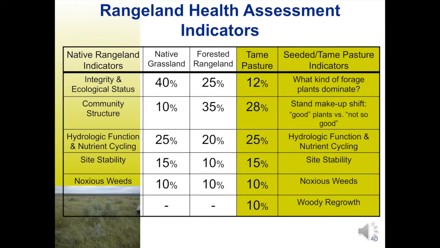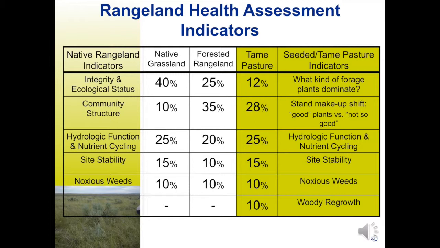So our system of range health assessment indicators, there's the 5 indicators over there on the left. Integrity and ecological status, where we're basically asking what the plant community is, plant community structure, hydrologic function and nutrient cycling, site stability, and noxious weeds. So we're not measuring these things in a direct way. We're using indirect practical measures to get at them.